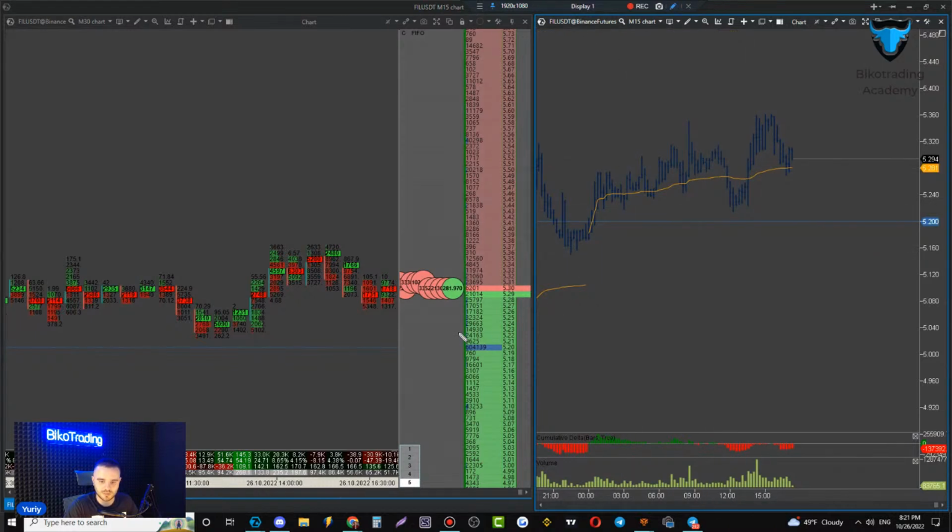After a pullback from this big limit order, we can trade two ideas. First one is a bounce, if there would be nearly no activity in this footprint. Or another one, which would be way better, is a fake breakdown.